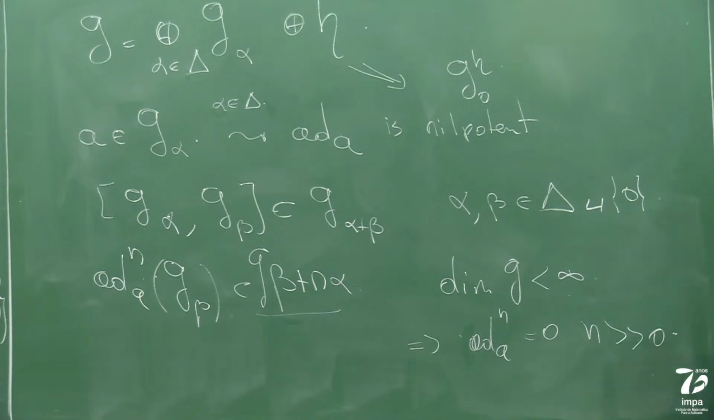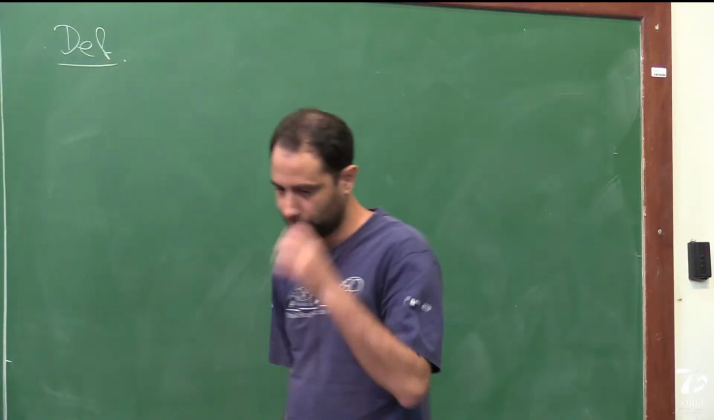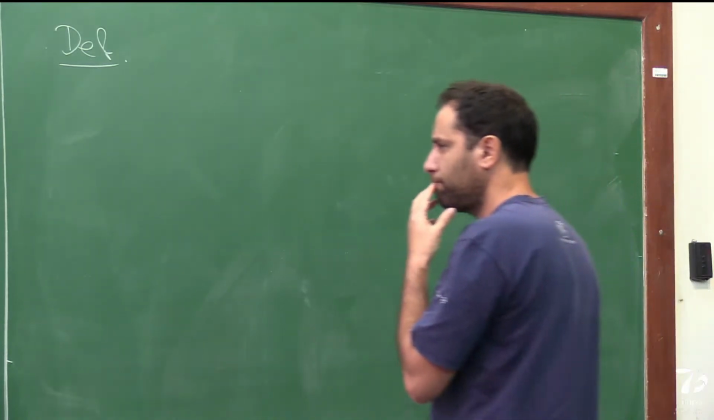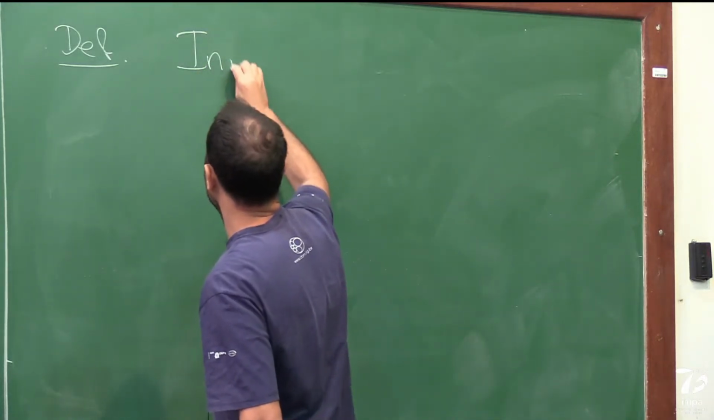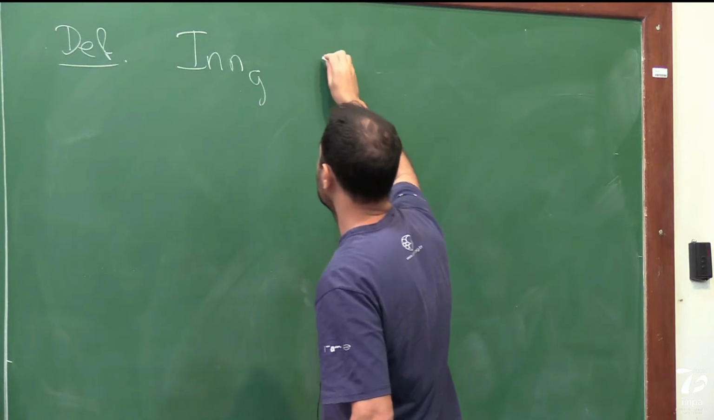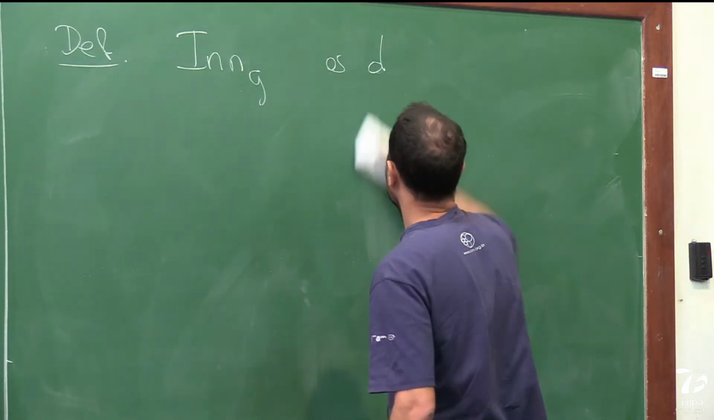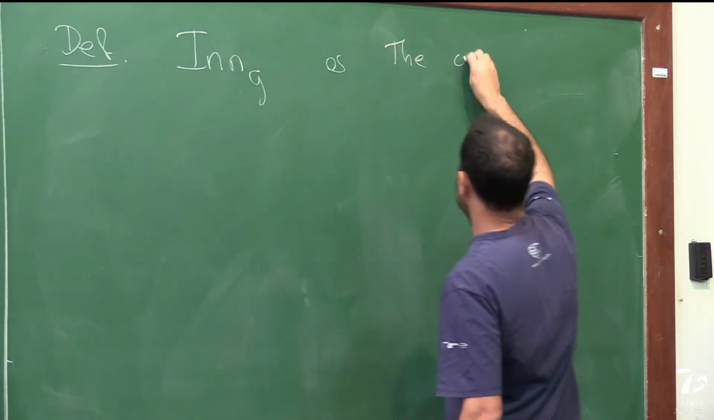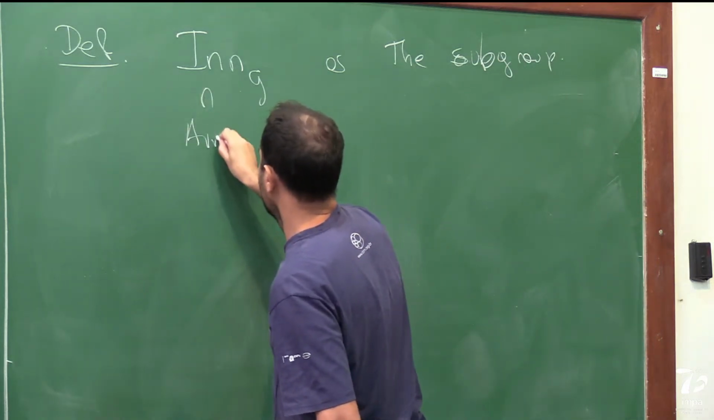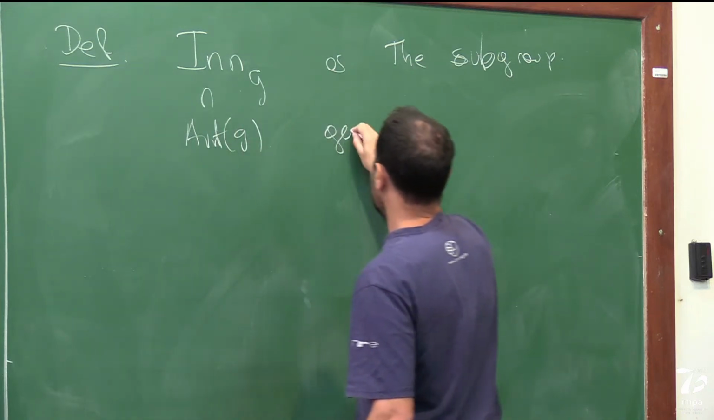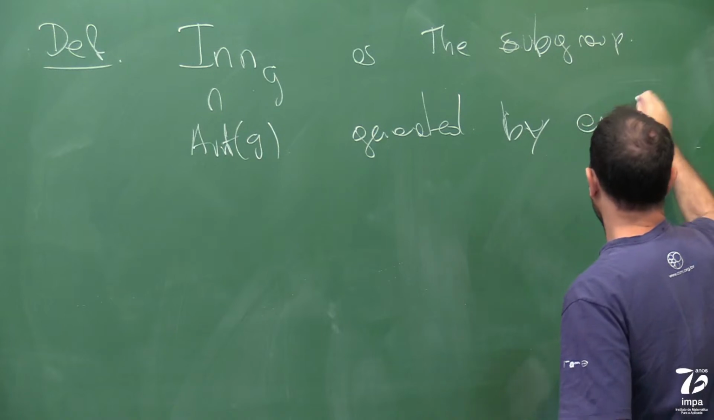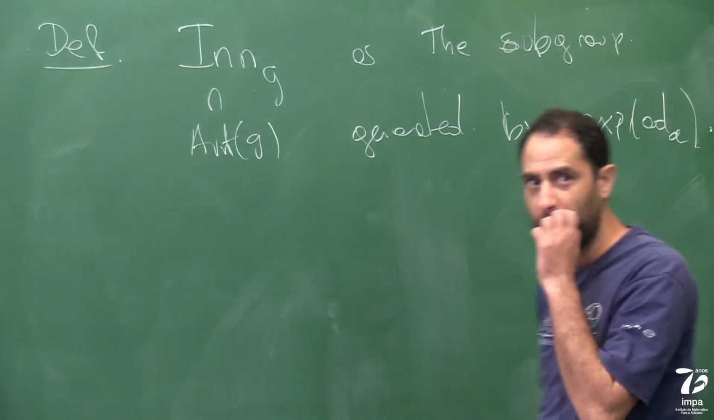So, definition. I'll define the inner automorphisms of G as a group as the subgroup of the automorphisms of G generated by the exponentials of the adjoint actions of such alphas. And we have plenty of those.